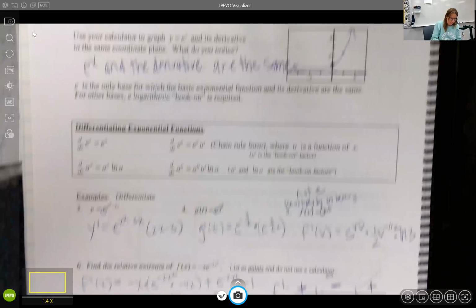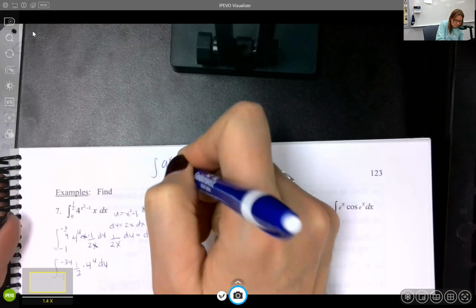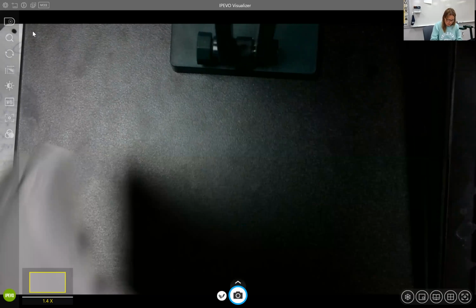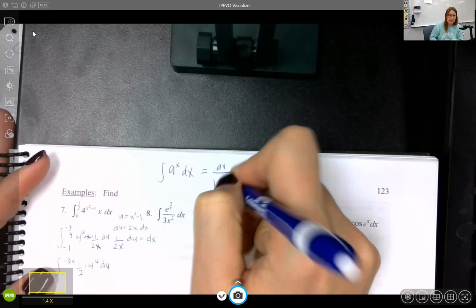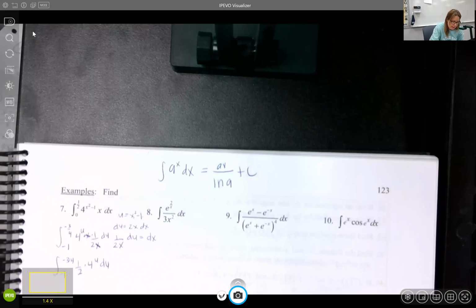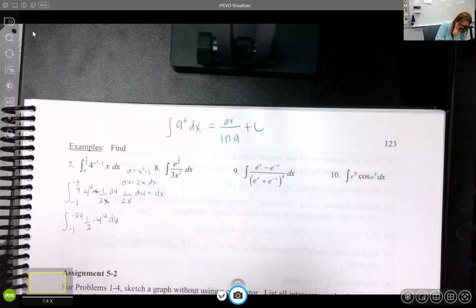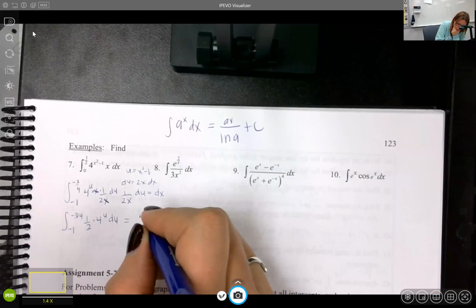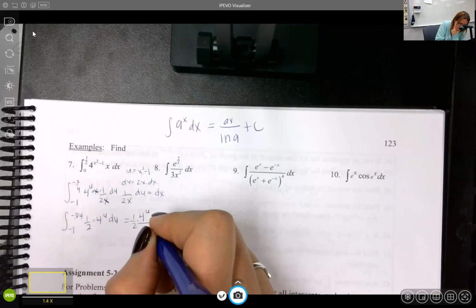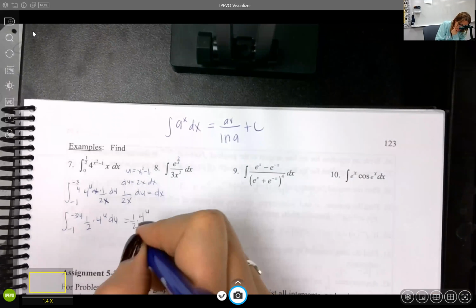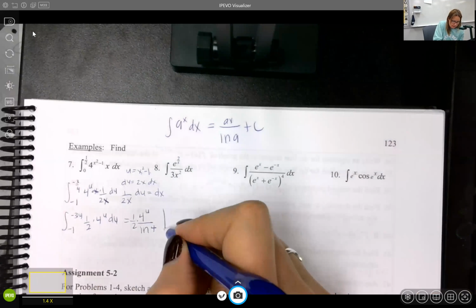Okay, so let's write this right here. We're going to write our a to the x over the natural log of a plus c. So a to the x goes on top. This is like our 4 to the u, so I'm going to start by writing 4 to the u. Then I keep my 1/2, and I divide by the natural log of a, which is the natural log of 4. And that's going to be evaluated from -1 to -3/4.